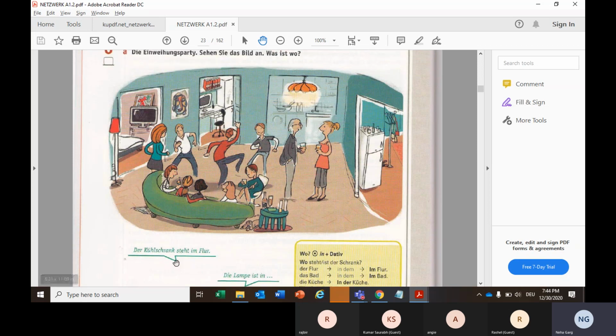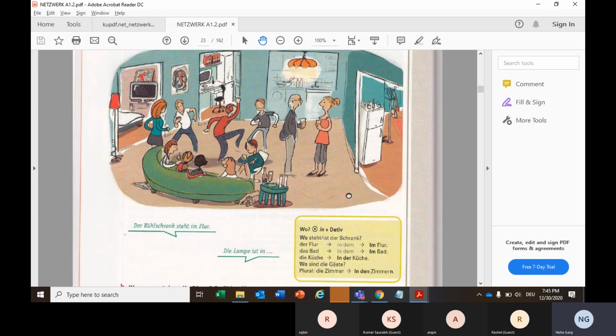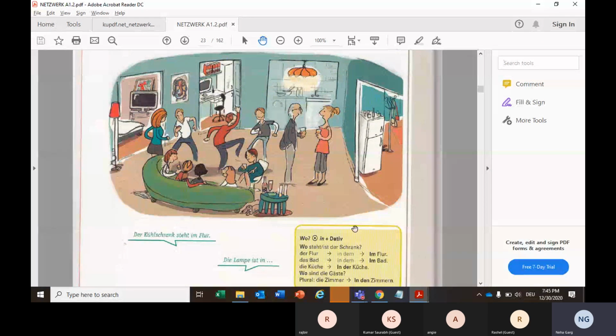For example, one example is given here already. Der Kühlschrank steht im Flur. The fridge is in the corridor. Since it's like wo, there is no movement, it's just kept there. So im Flur. Similarly, you have to make 5 sentences. Is it clear? Yeah.